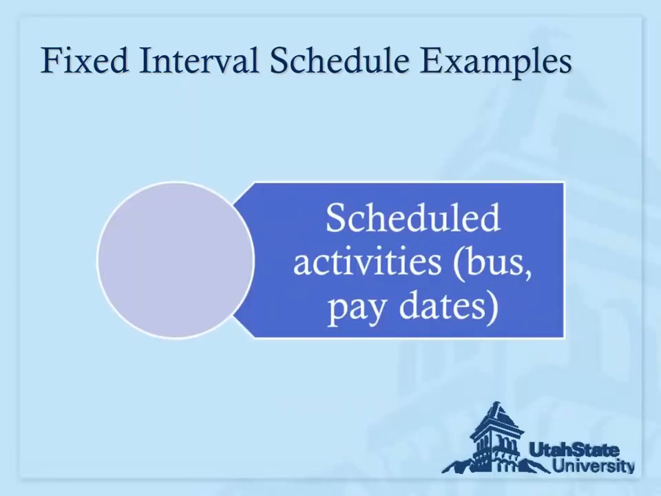An FI schedule produces slow to moderate rates of responding that increase over time. One example of this is scheduled activities. For example, waiting at the bus stop. That waiting behavior will not be reinforced until the amount of time has passed and the next bus arrives. If buses are scheduled to come by every 10 minutes, then this would be an FI 10-minute schedule.